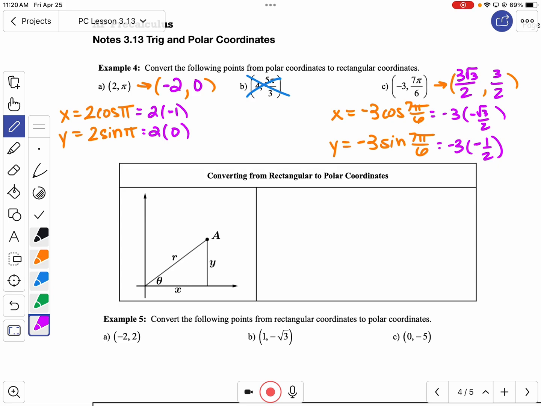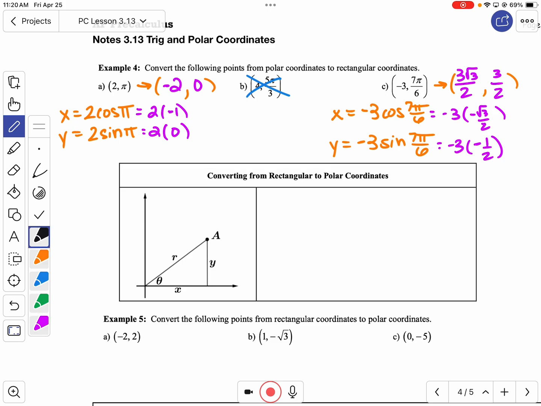Okay, so now let's talk about going the other direction. We're going to use the same kind of concepts, but we're going to go from rectangular to polar. Polar to rectangular is easy. We're just evaluating a trig function. Going backwards is a little more complicated, not terrible.